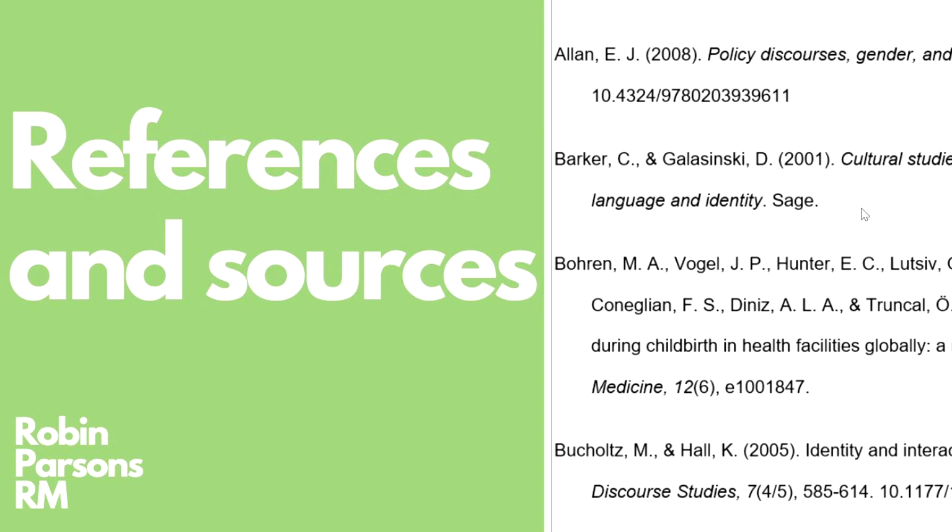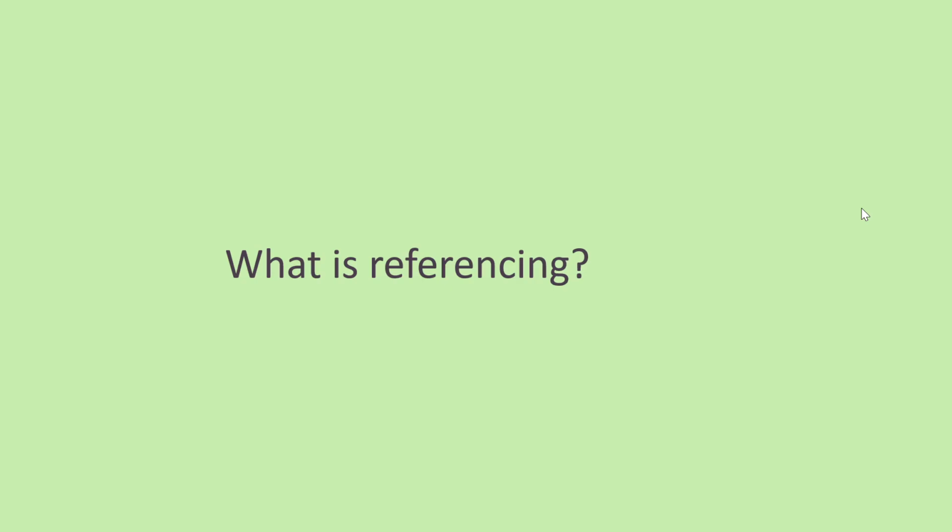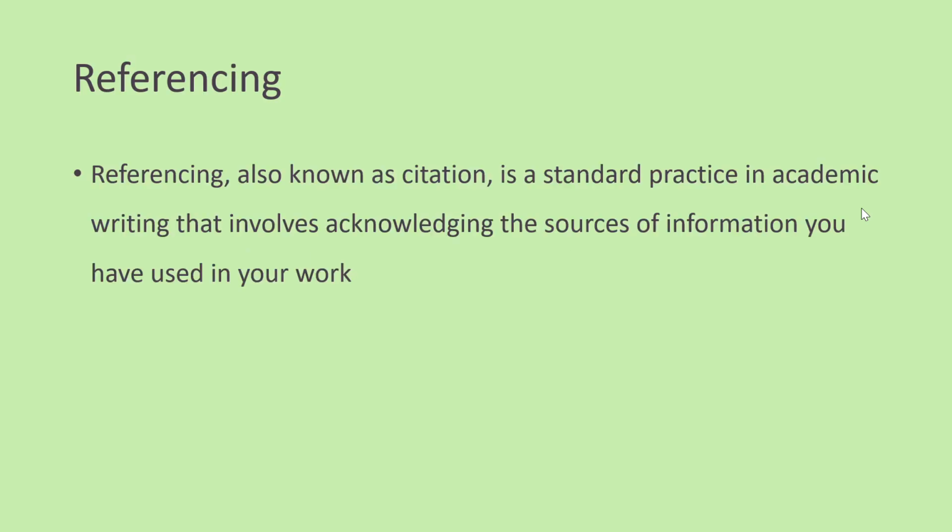References and sources. This video will explain what referencing is, when to use it, and what's a good source for academic writing. So what is referencing? Well, referencing, also known as citation, is a standard academic practice in academic writing that involves acknowledging the sources of information you have used in your work.